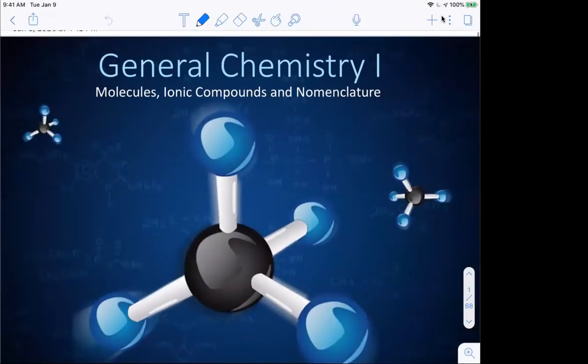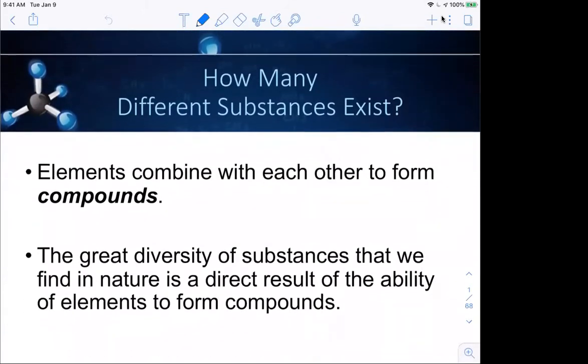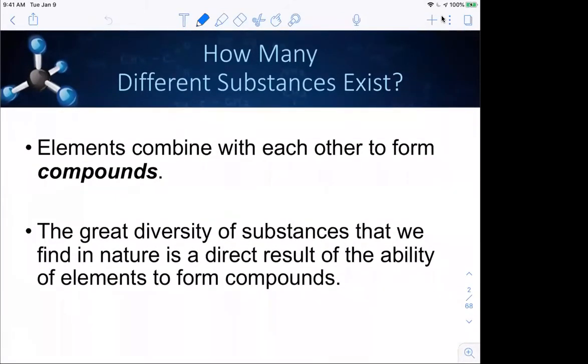All right, so in this section, we're going to be looking at molecules, ionic compounds, and nomenclature, which is basically how am I going to name these various types of compounds. So let's think about chemistry. How many different substances can possibly exist?